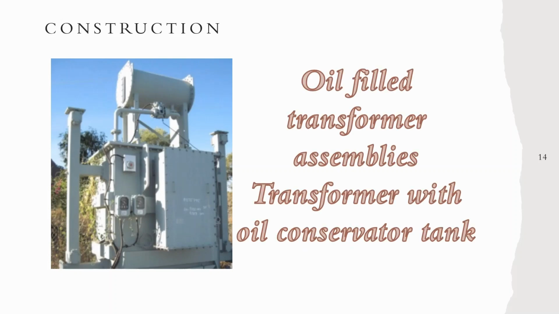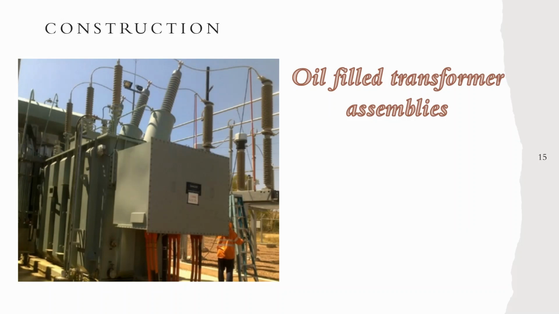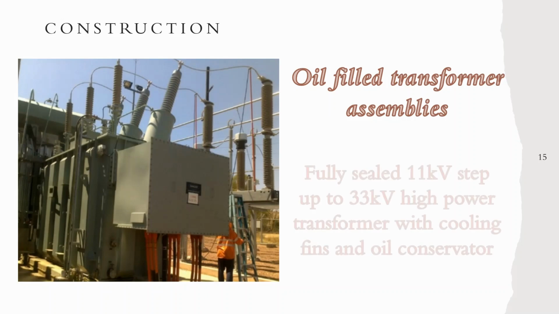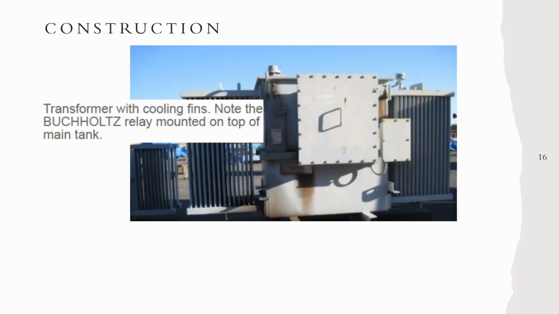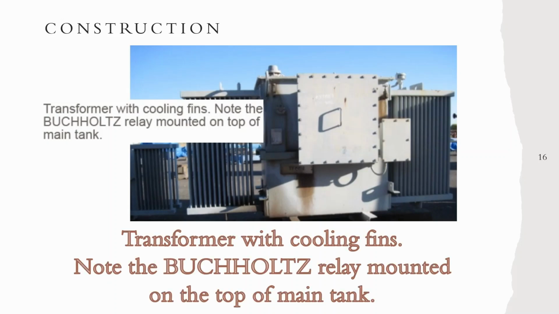So we are here now in the construction. During the construction, you install this kind of transformer. That is our oil filled transformer assembly. Transformer with the oil conservator tank, as you can see there in the photo. Then another one, oil filled transformer assembly. So that is a fully sealed 11 kV step up to 33 kV high power transformer with cooling fins and oil conservator.